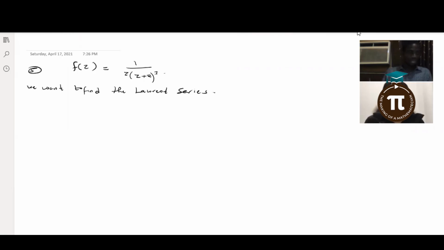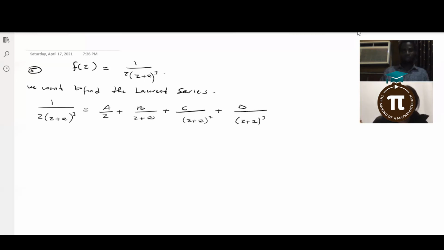The first thing we need to do here is to write f of z in partial fractions. First we express this in terms of partial fractions. So without wasting time, you need to do the partial fraction of this.